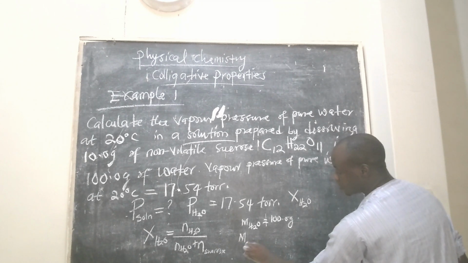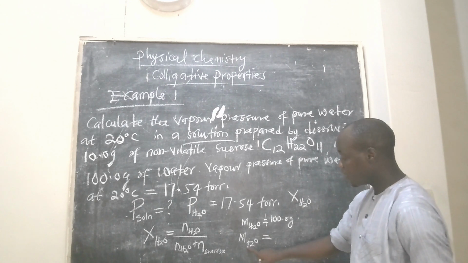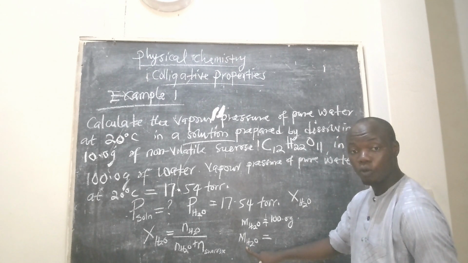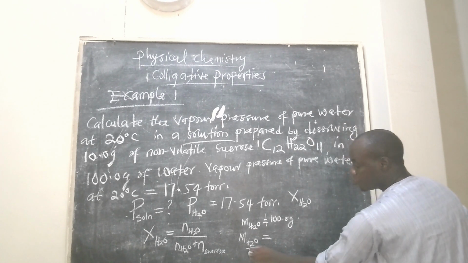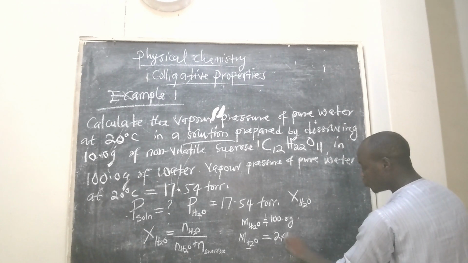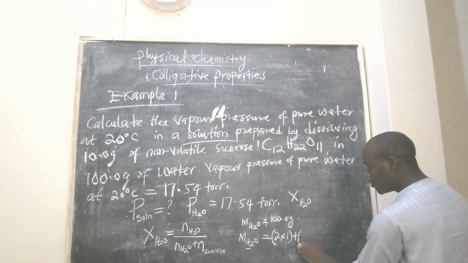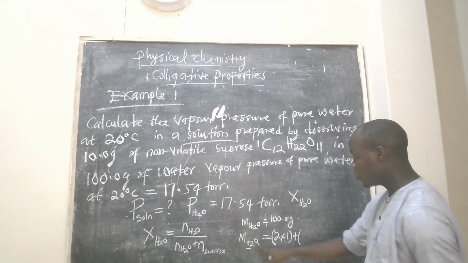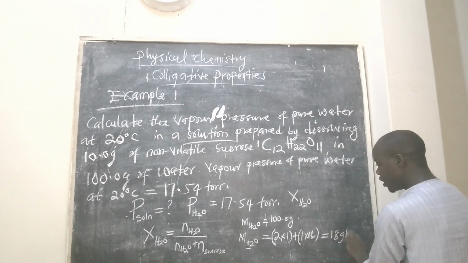So how are we going to calculate the molar mass of water? To calculate the molar mass of water is simple. We have two atoms of hydrogen in water and one atom of oxygen. Since we have 2 hydrogen, we say 2 times the mass of hydrogen, which is 1. So we write 2 times the mass of hydrogen, plus 1 oxygen. The molar mass of oxygen is 16, so 1 times 16. So 2 times 1 is 2, plus 1 times 16, then we have 18 grams per mole.